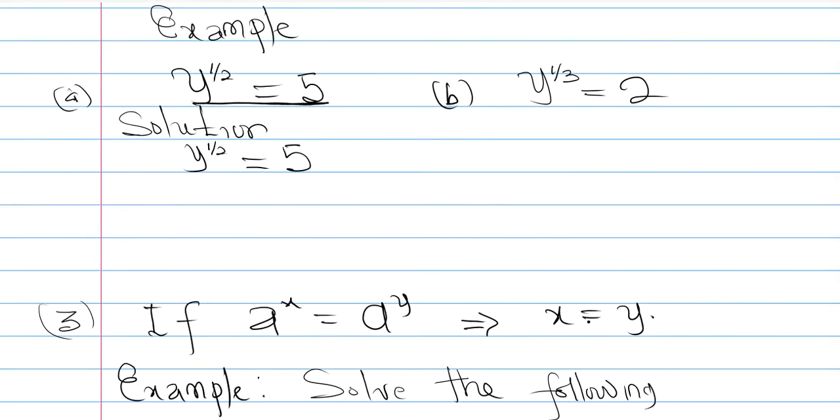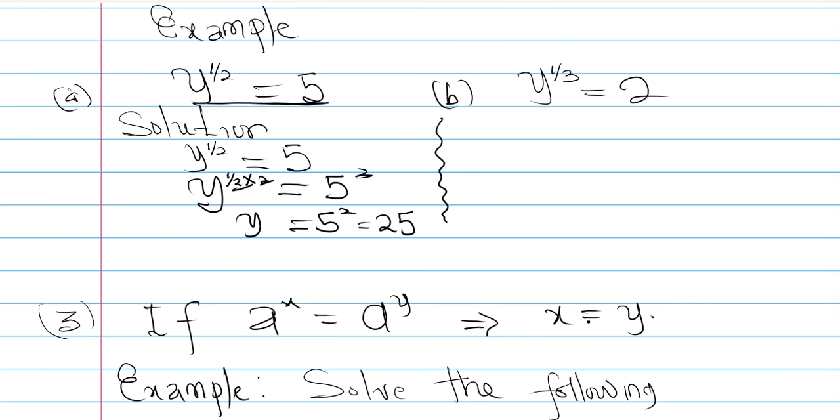Look at it. It means here now we are going to have y raised to power one half, times the exponent of 2, that is squaring both sides. 5 squared. This one cancels here. y is equal to 5 squared, which is equal to 25. Okay. Now the second question here is what?